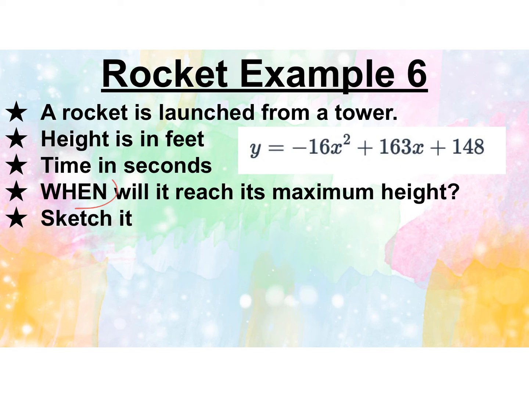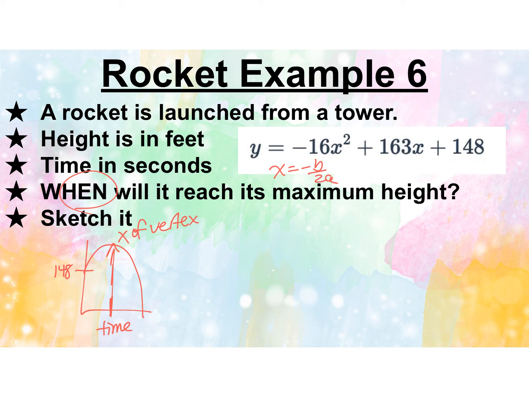Here we're asked, when will it reach its maximum height? So if I think about this as a different equation, so that my starting height is 148, goes up, it comes down. This is time, time is when. So I am looking for x of the vertex. Well, it's in standard form, so we know we can use x equals negative b over 2a. X equals negative 163 times 2 and negative 16. So that becomes about 5.09 seconds. In about 5 seconds, it's at its maximum height.